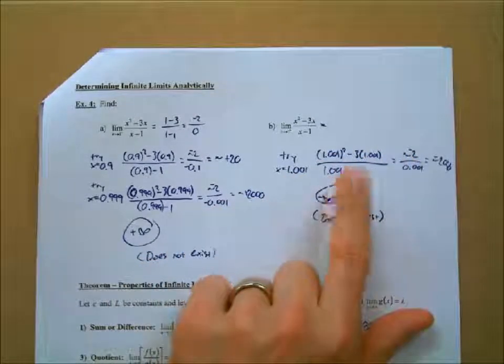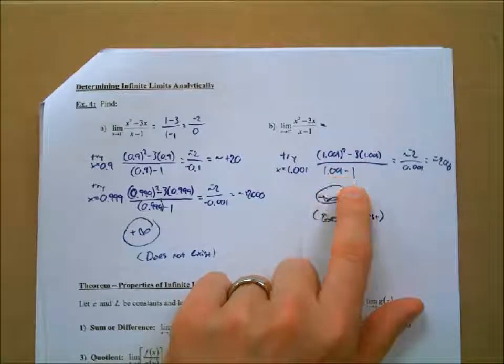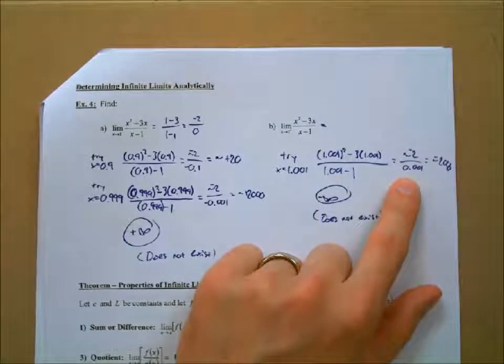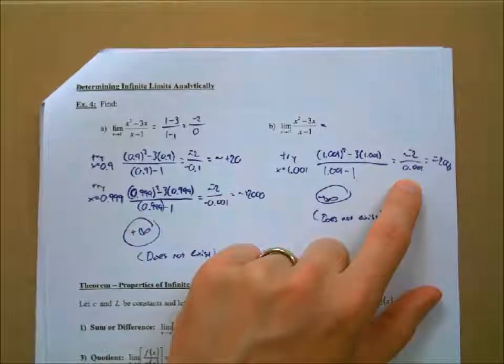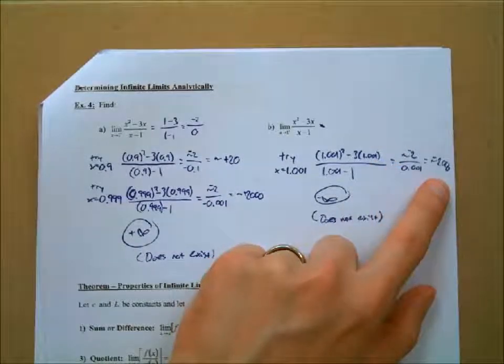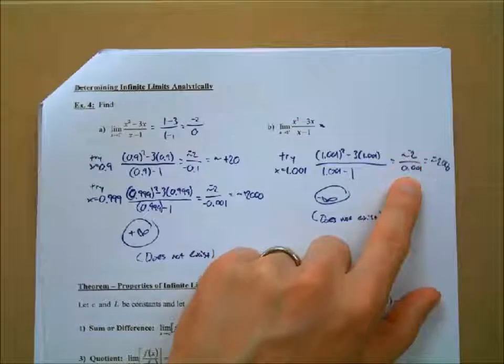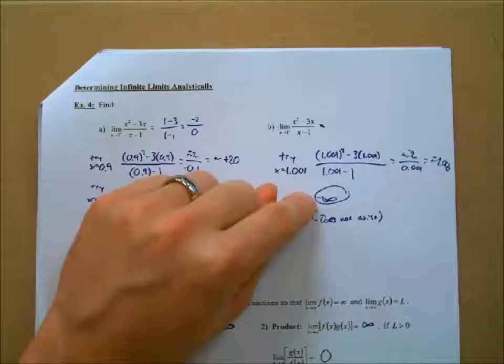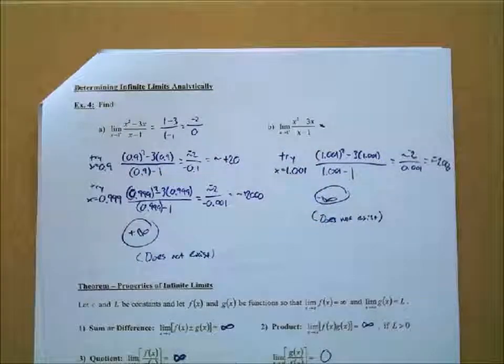That denominator, though, when you do the 1.001 minus 1, it's now going to be a very small decimal, but dividing by that small decimal makes our overall value really big. We go to a negative 2,000 because that negative 2 is now being divided by a positive 0.001. So negative 2,000. And so we'll say again that it's going to approach negative infinity, which also we know means the limit does not exist.